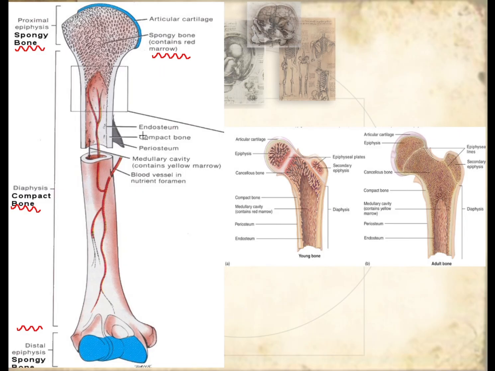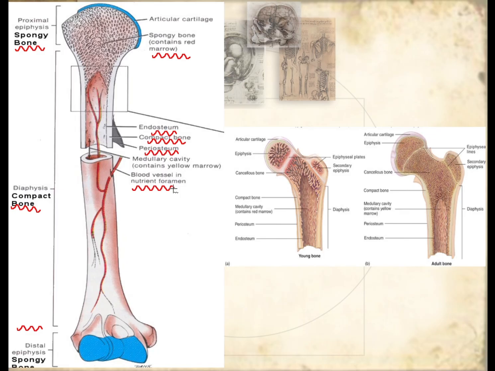The outer part is the periosteum, then the compact bone, and then the endosteum. So these are layer by layer, and blood vessels are also present. This is a rough idea about the spongy bone and compact bone.